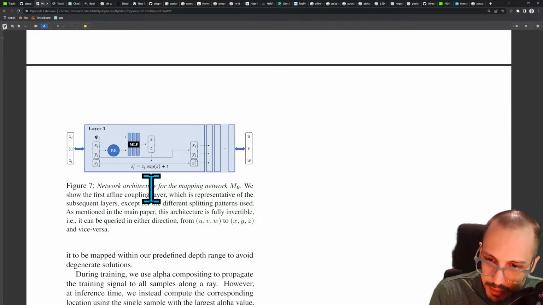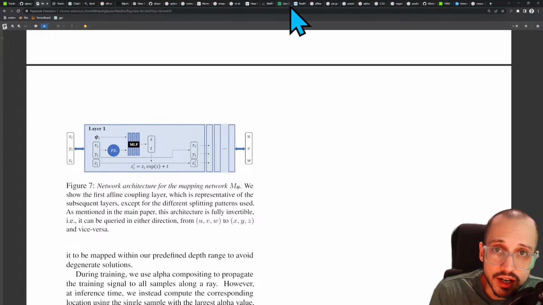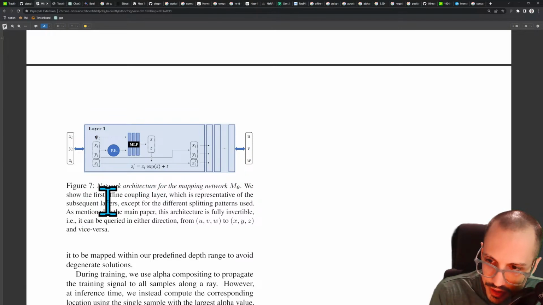Network architecture of the mapping network M theta. So this M theta is the invertible NVP, real NVP neural net, which is basically these affine transformations. So the first affine coupling layer.